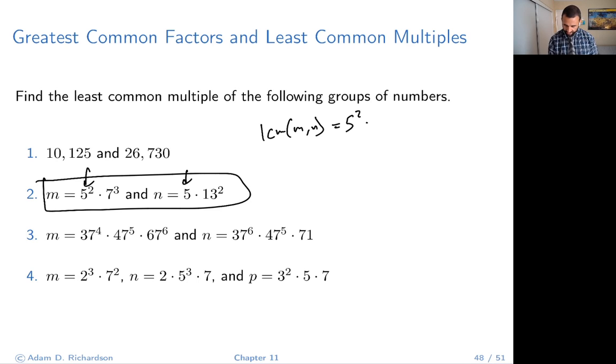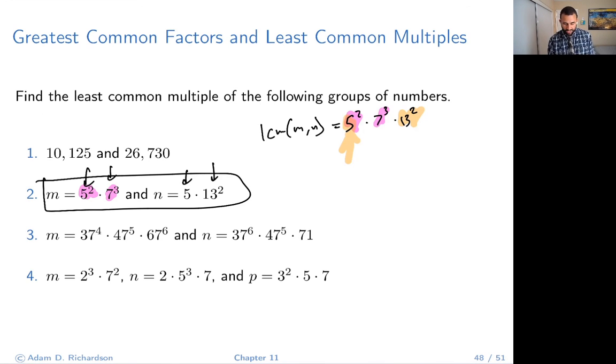So I'm going to need 5 squared, and then I'm going to need all of those 7s, and all of these 13s. There we go. So now you can see that m appears in here. M is a factor of this number because m is 5 squared, 7 cubed, and n is in there too. N is in there because you've got 13 squared, and then you've already got a 5 right there for your other n. So both of those numbers are in there, and by in I mean they're factors. Factors are in, multiples are out, you could say.